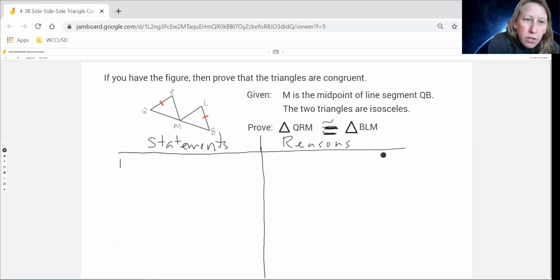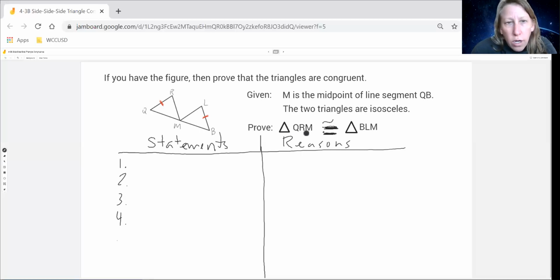And I don't actually know how many steps is in this proof, but it's definitely going to be more than 4. So let's take it piece by piece and see if we can figure it out. There's 2 little tricks in this one. Let's see if we can figure out how these work. So first I'm going to read this. M is the midpoint of line segment QB. The 2 triangles are isosceles.